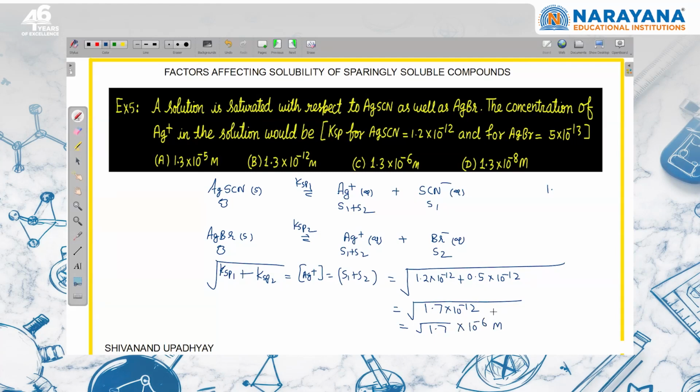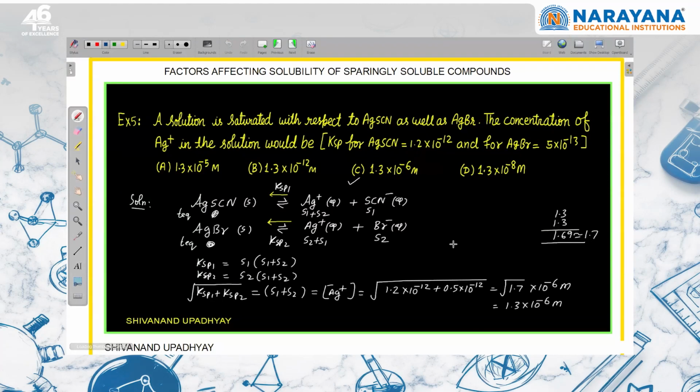They are asking what is the concentration of Ag plus ion, right? So the Ag plus ion concentration we can find from here. If you simplify this, I am thinking that C will be the answer, because these options are far apart. So C will be the answer for this, right? Moving further, 1.3 into 1.3, if you multiply this, you get 1.69, near about 1.7. So this is the solution.